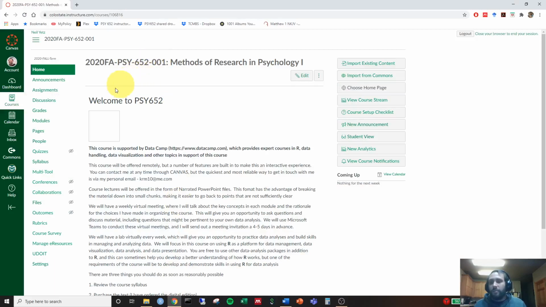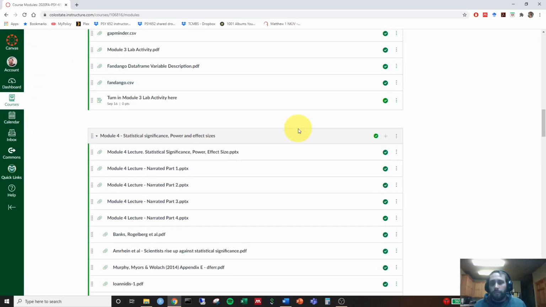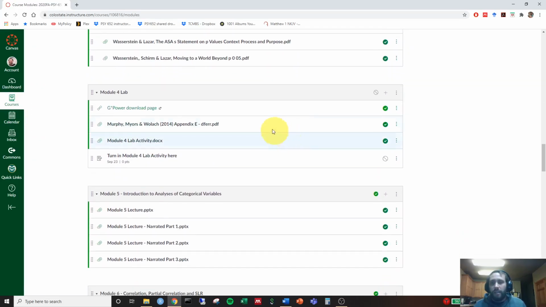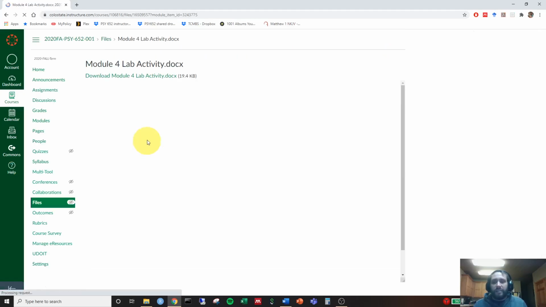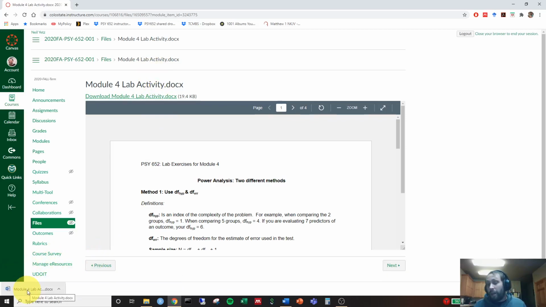So we're on Canvas. We're going to go to Modules, and then we're going to go to Module 4, Lab. On here, I have the G*Power download page, I have the Appendix E, and I have the Module 4 Activity Lab, and also the place to turn in the activity. So let's first download the activity. It's going to be a .docx. If anyone has a problem with that and needs a PDF form, please don't hesitate to let me know.